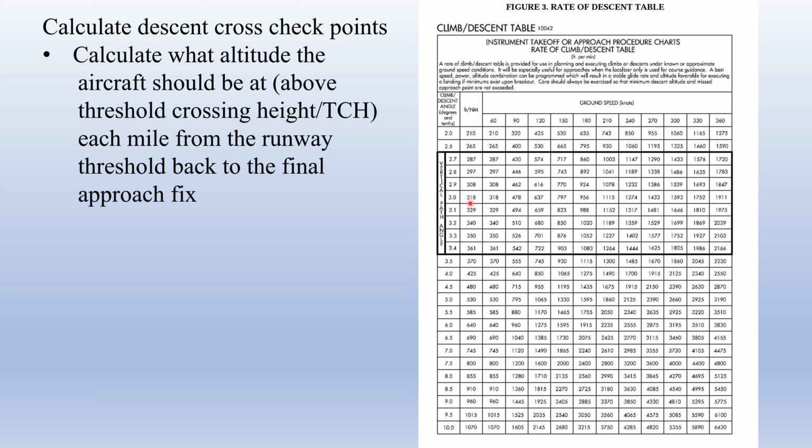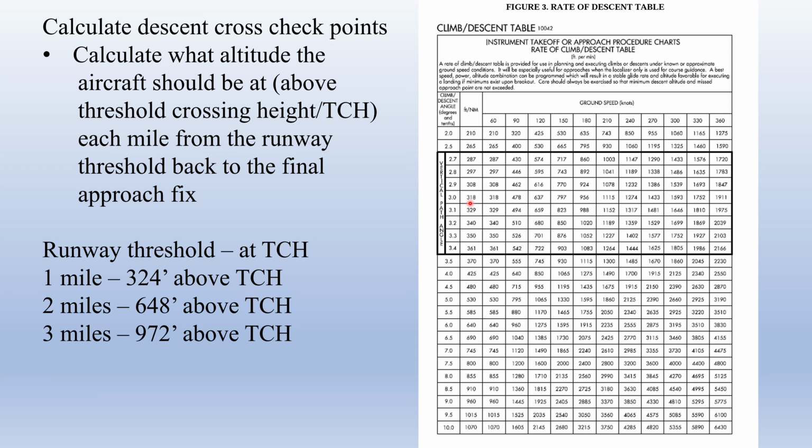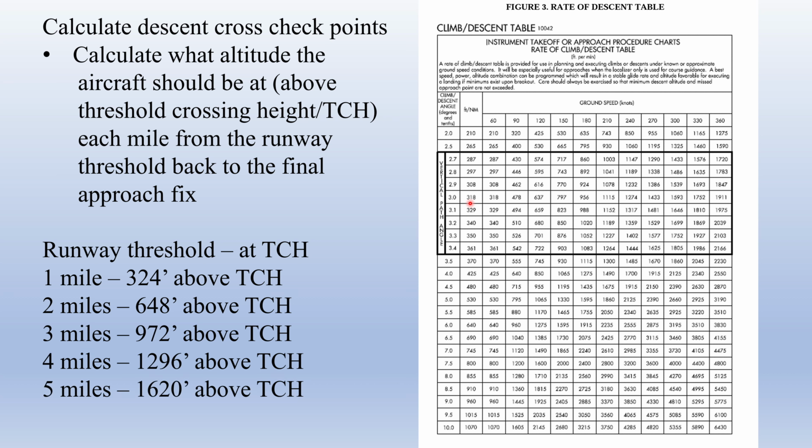So if we do the math on that, at the runway threshold, we should be at that threshold crossing height of 45 feet. At 1 mile away from the runway, we should be at 324 feet above the threshold crossing height. We add another 324 feet for the next mile, so 648 feet above the threshold crossing height. Again, add another 324 feet, so at 3 miles we should be 972 feet above the threshold crossing height. And then at 4 miles we should be at 1296 above the threshold crossing height. And at 5 miles we should be 1620 feet above the threshold crossing height.